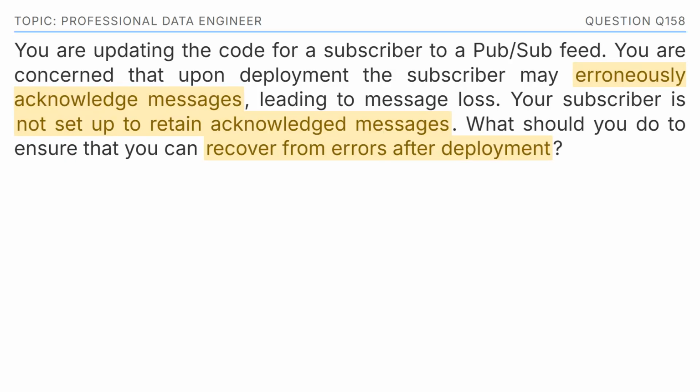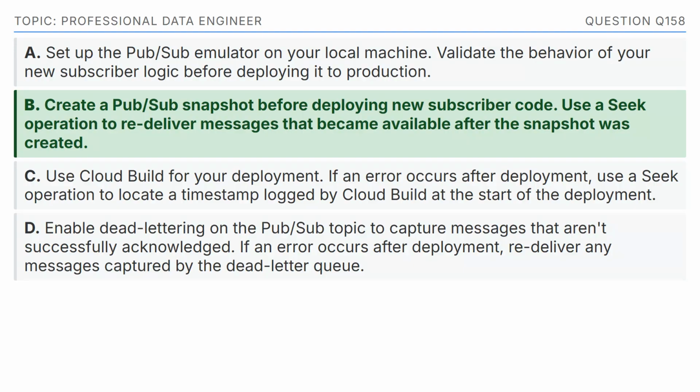To arrive at the correct answer, we focus on the keywords: erroneously acknowledge messages, not set up to retain acknowledged messages, recover from errors after deployment. The correct answer is option B, create a Pub/Sub snapshot before deploying new subscriber code. Use a seek operation to redeliver messages that became available after the snapshot was created.